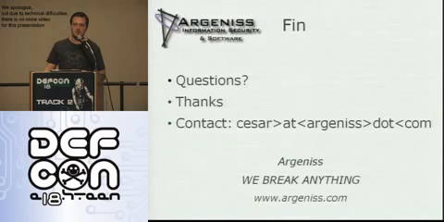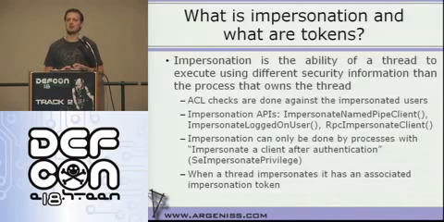Accounts such as network service, local service, and accounts used to run services on Windows. Also, IIS, Internet Information Services, worker processes, the processes that are used to run web applications, have impersonation privileges too. And also we have Windows Management Instrumentation processes, which also have impersonation, and they run under network service, local service, and local system account. So when a thread starts to impersonate, it will get an associated impersonation token.